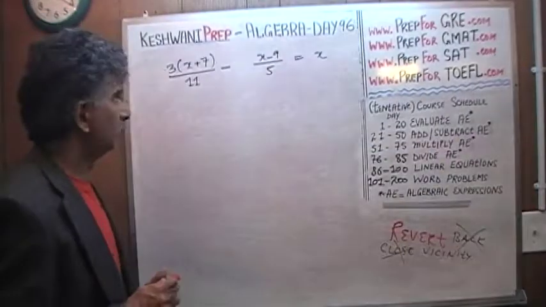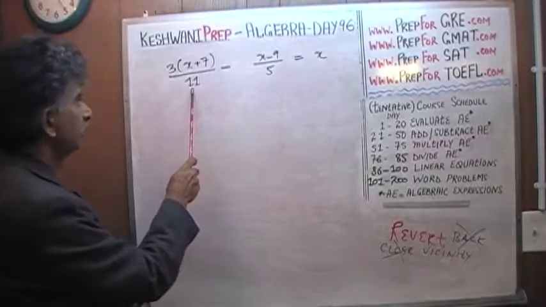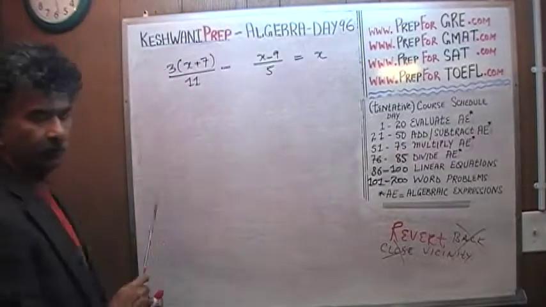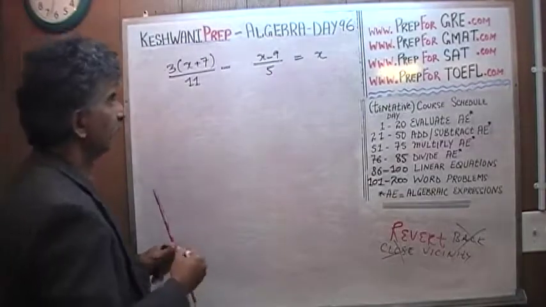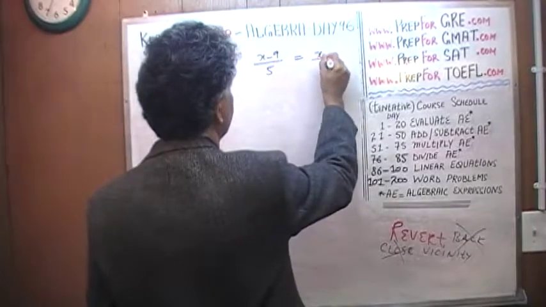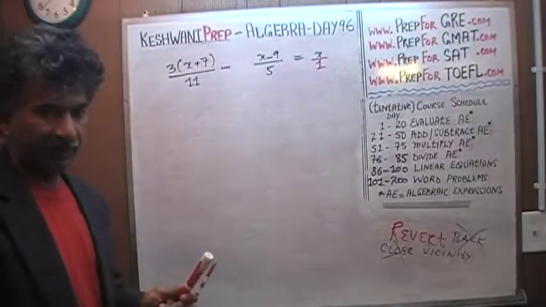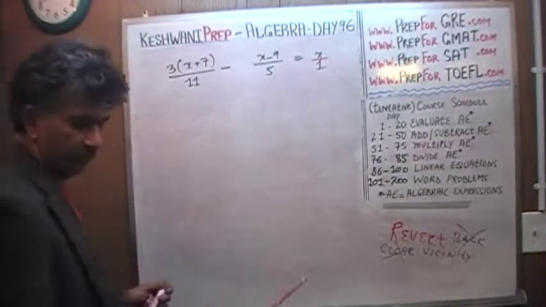First thing first, we need a common denominator. We have a denominator of 11 with this term. This whole thing is called a term. This term right here has a denominator of 5, and this guy has a denominator of 1. This is not going to do. No. We need a common denominator. Common denominator of 11 and 5 is going to be 55.